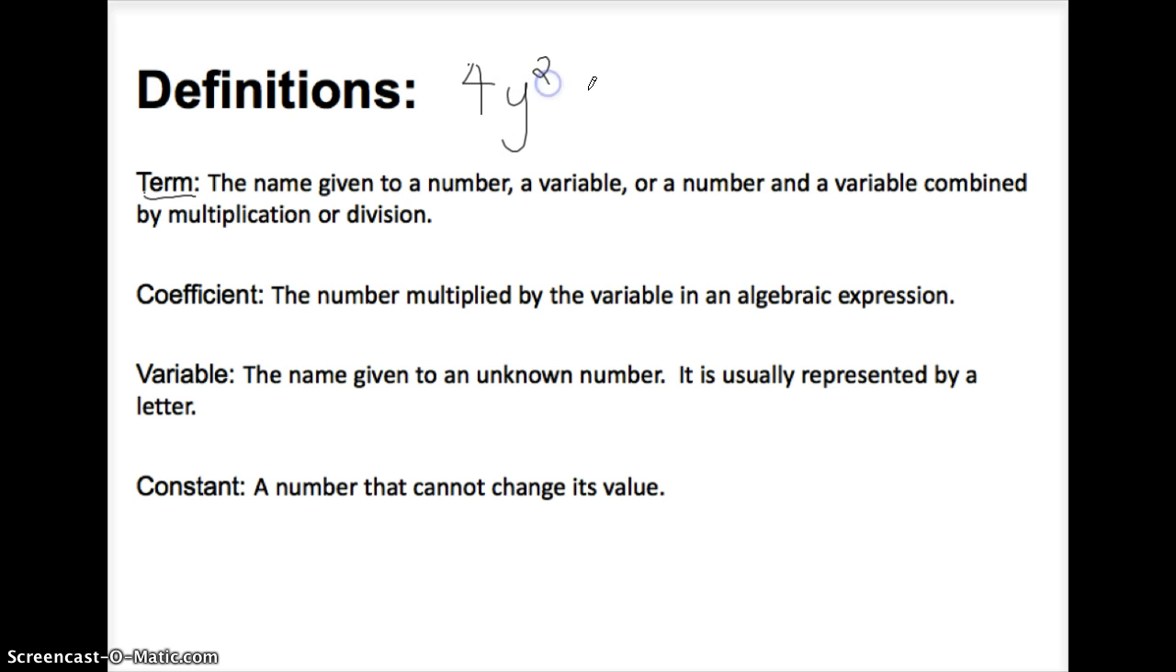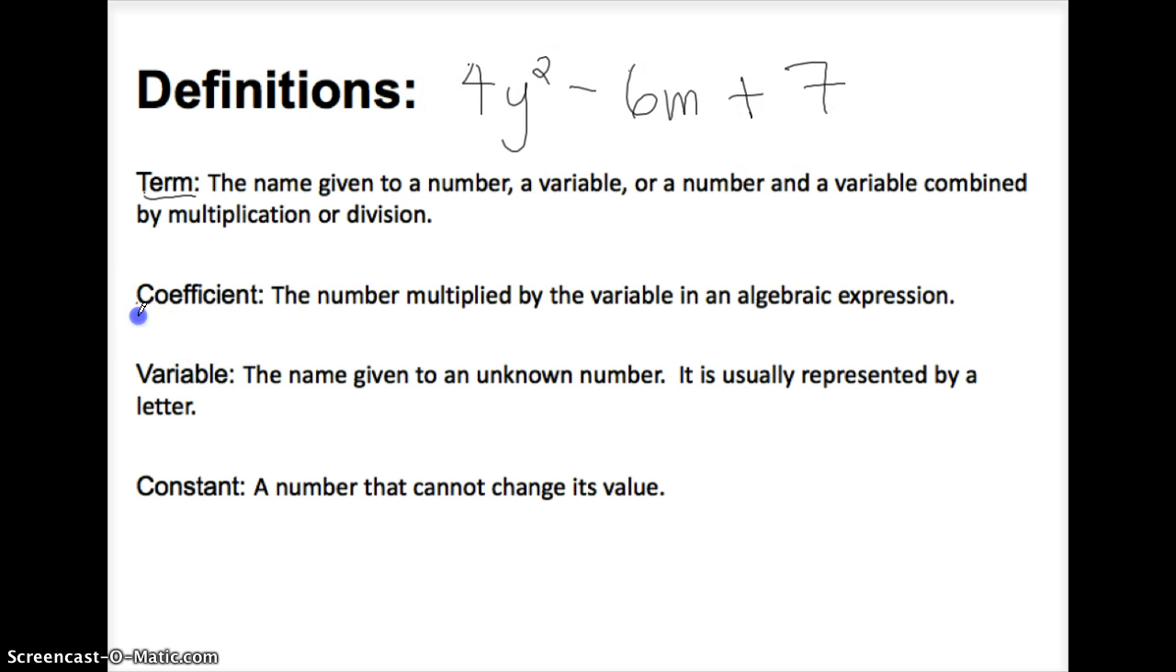4y squared minus 6m plus 7. Okay, so we have 3 terms here in this expression. So you can even write this down and write that these are examples of terms. Okay, so we have 4y squared, we have minus 6m, and we have 7. There are 3 terms here.